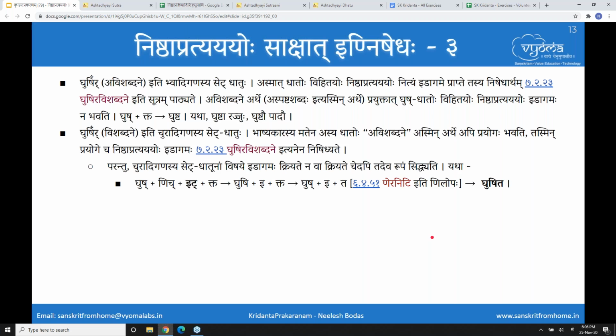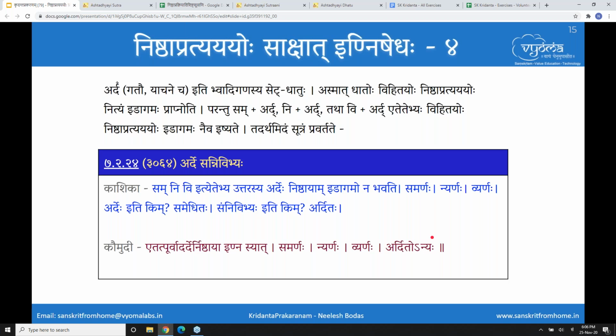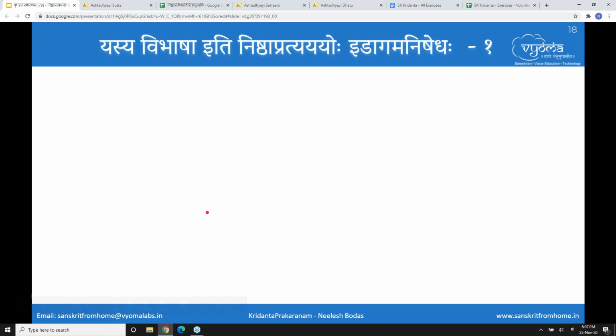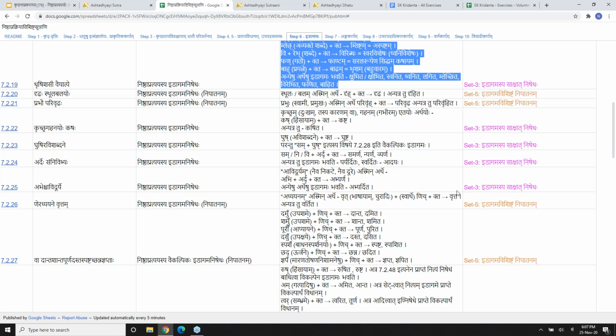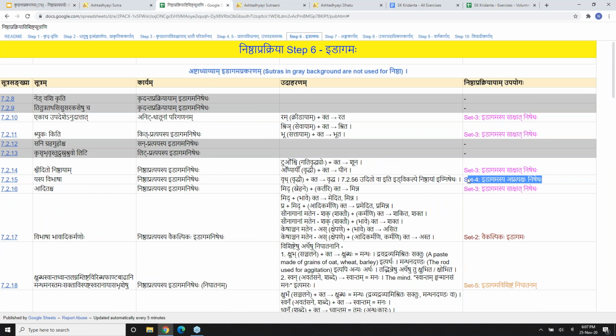Somebody is asking the meaning of abhyardita over here. It's written abhyardita ityukte शीतेन पीडितः. अभ्यर्दितः वृषलः शीतेन पीडितः वृषलः इति अभ्यर्दित शब्दस्य अर्थः अस्ति. अभ्यर्ण means नातिदूरं नासन्नं, अभ्यर्दित means पीडित इति अत्र अर्थः. Okay, so that's the set number 4 that I was talking about. It's written in the blue color. Idagamasya apratyaksha nishedha.